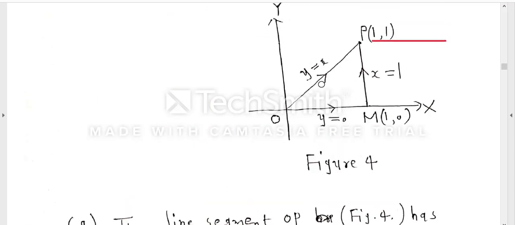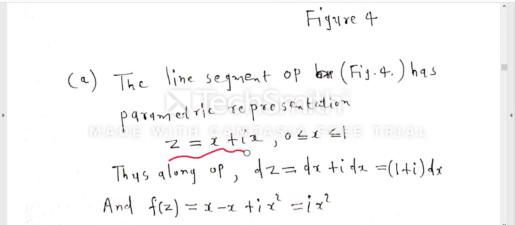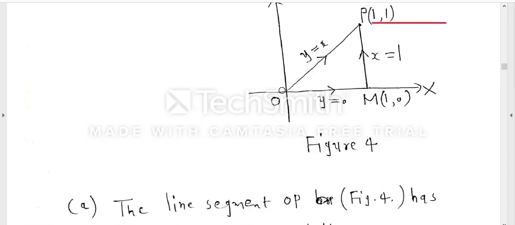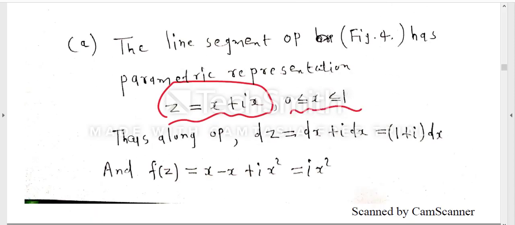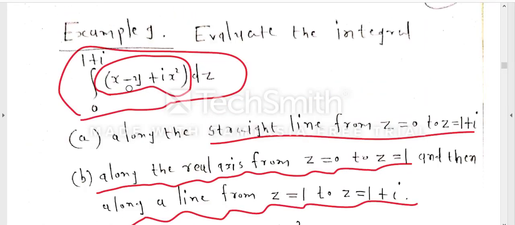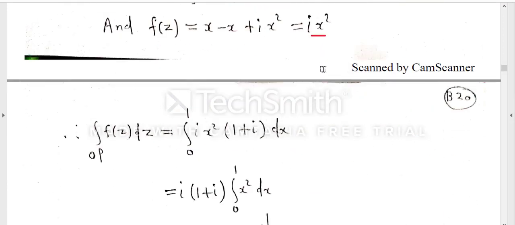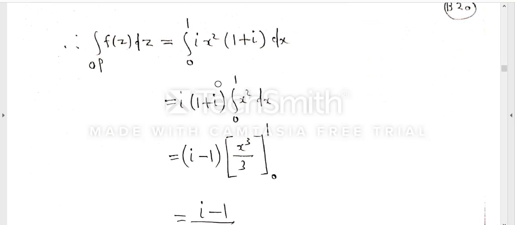So we can consider this as line segment OP. So the parametric representation is z equal to x plus i y, but y is x, so I put y equal to x. And at this point the value of x is 0, at this point the value of x is 1, so x is from 0 to 1. So along OP, dz will become (1 plus i) dx. The function is x minus y plus i x square, so we put y equal to x. So the function will become i x square. So along OP, you know how to evaluate this. If you evaluate along OP, the value of the contour integral will become (i minus 1) by 3.